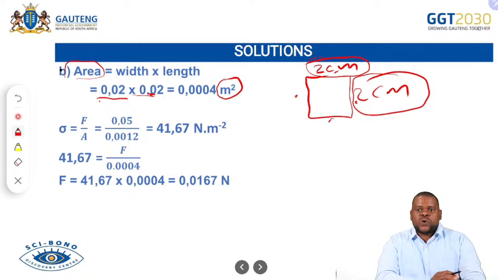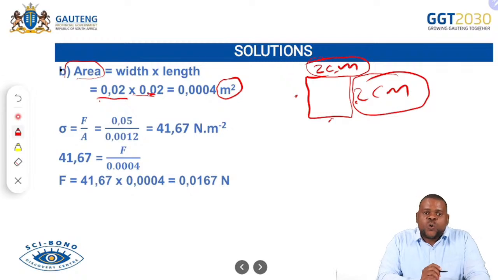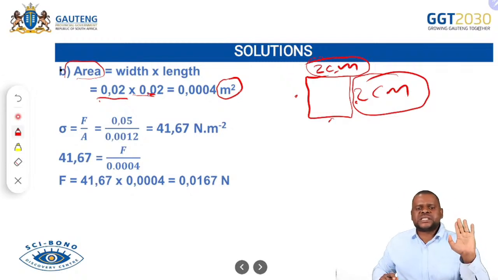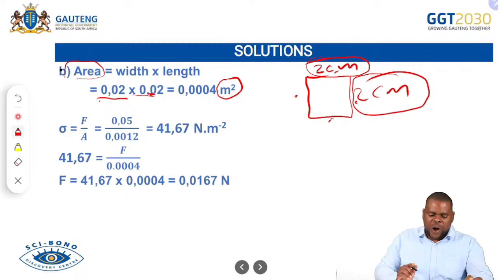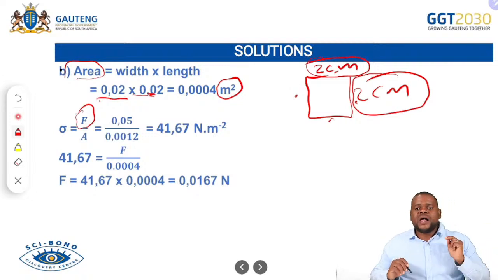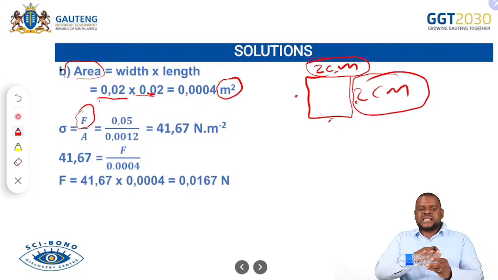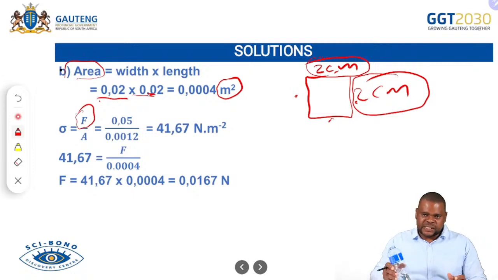Okay, now let's continue. We managed to get the area. At this instant, we are not calculating stress, my grade 12s. We are calculating the force. And then when we go back to the question, they say the same stress. The question says the same stress that the side of the block is experiencing is the same stress as the top of the block is experiencing.